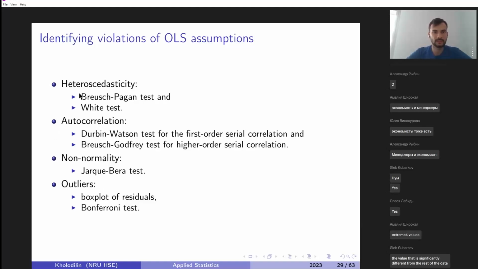For example, about heteroscedasticity, you can do the White test. It's so called because if you have IID errors, it will look like white noise. And for autocorrelations, there are different tests, and for non-normality, and so on.